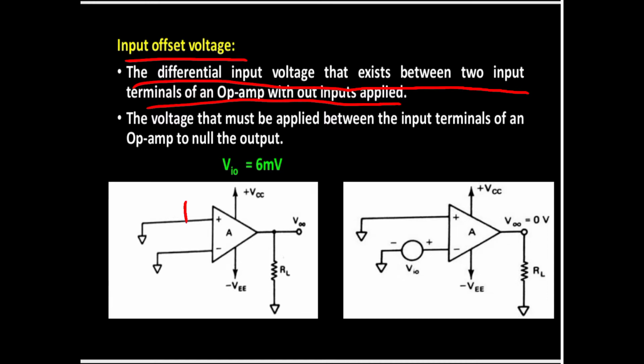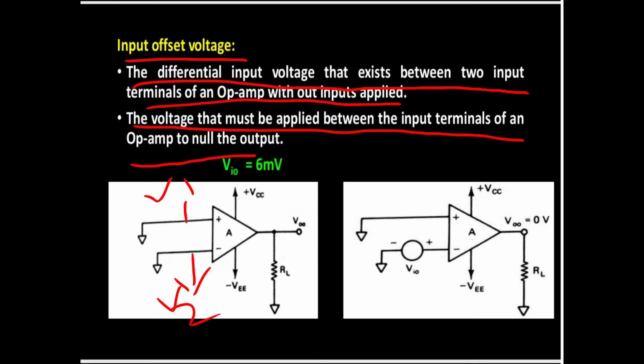Here the voltage is V1 and here the voltage is V2, and the difference between V1 and V2, that is V1 minus V2, is nothing but the input offset voltage. That is, when the two input terminals are grounded, the difference between the two input terminals is known as input offset voltage. We can also define the offset voltage as the voltage that must be applied between the input terminals of an op amp to null the output.